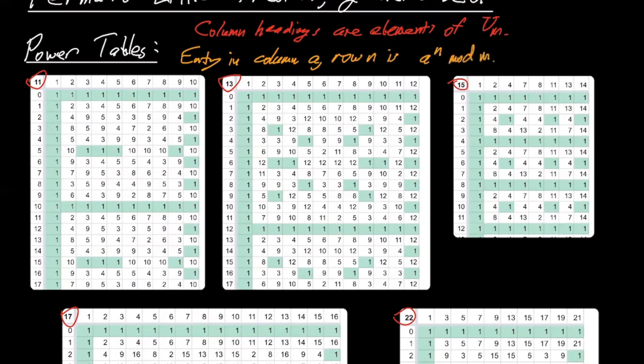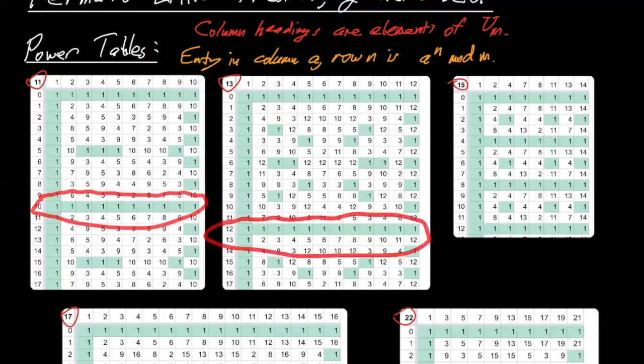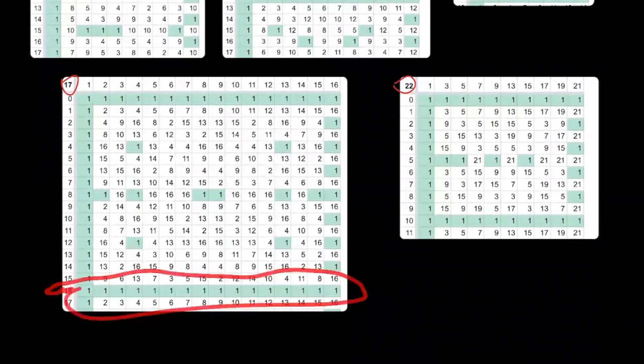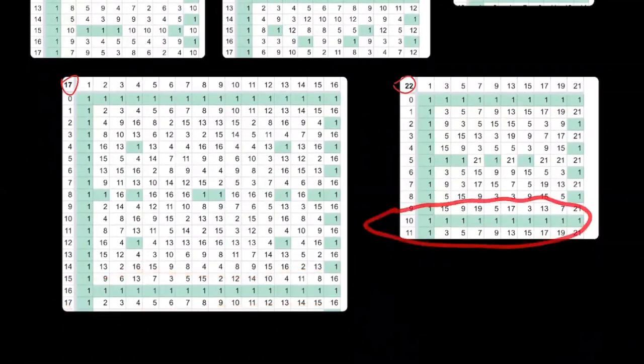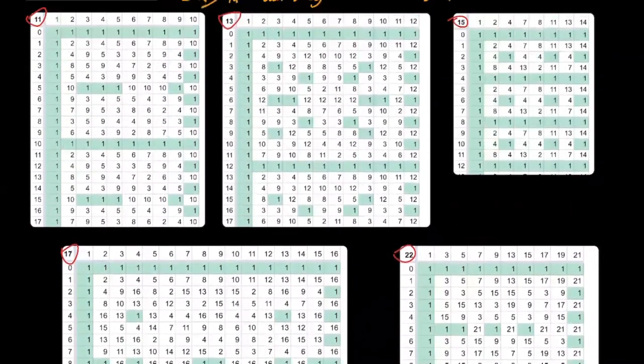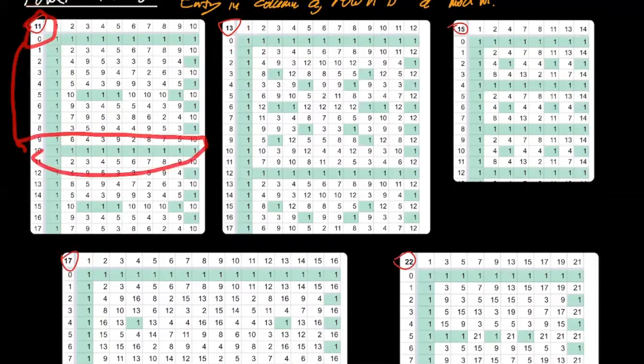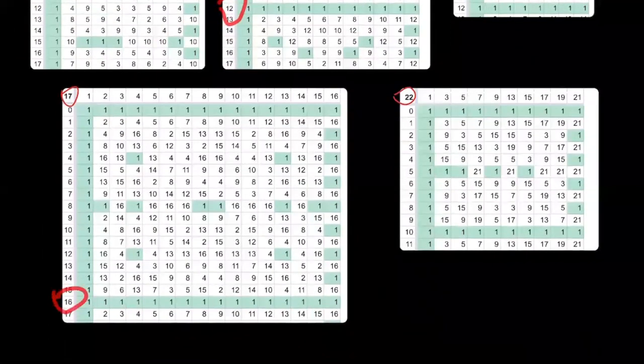Right? Okay. And as we look at these, some patterns start to jump out immediately. There's rows of all ones. Even for 17, there's a row of all ones right there. For 22, there's a row of ones right there. And for the prime mods, for 11, 13, and 17, it jumps out at you that for 11, the 10th row is the one where you get all ones. For 13, the 12th row is the one where you get all ones. For 17, the 16th row is where you get all ones.